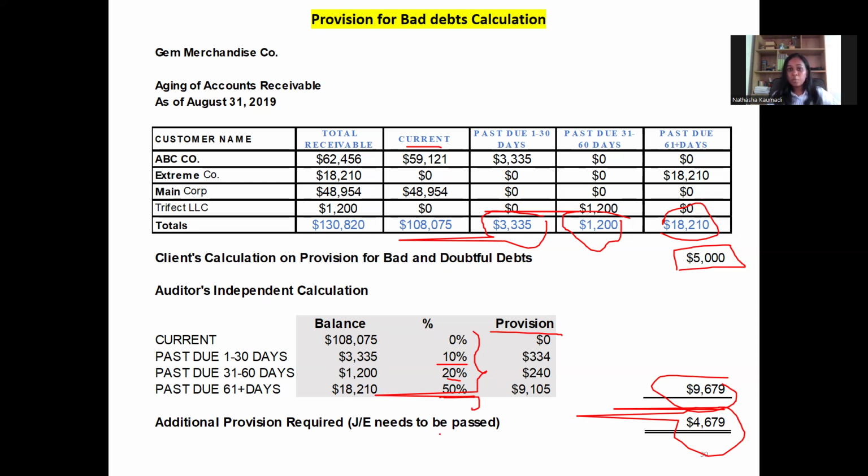How are we going to modify our audit opinion when the client is not agreeing with this? If this difference is very, very significant, maybe we have to modify our audit opinion as well, qualify the audit opinion or give an adverse report. Don't worry, we will discuss them later.